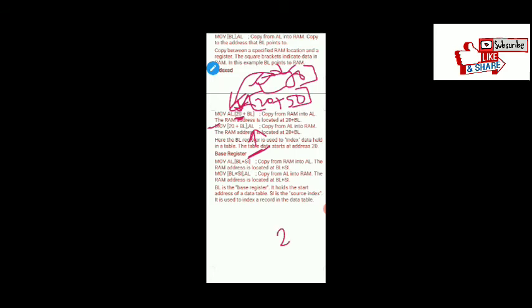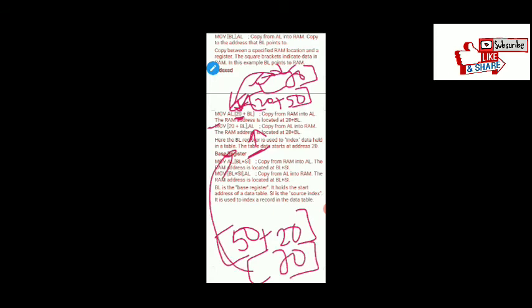Suppose SI contains 20, BL contains 50. So the content of that memory location 70 has to be copied to AL. So the same operation happens here. Instead of this 20 offset defined previously in the index register, here it is the base register. Base register is actually here.